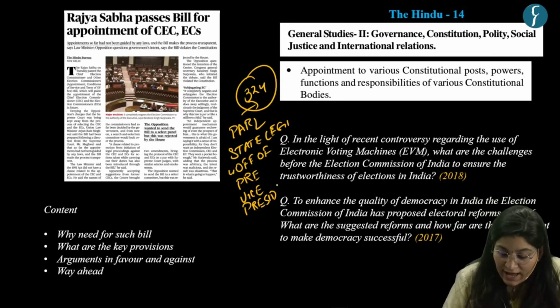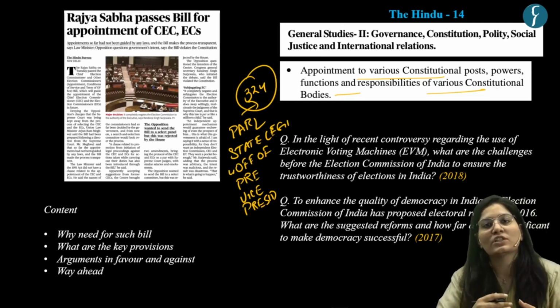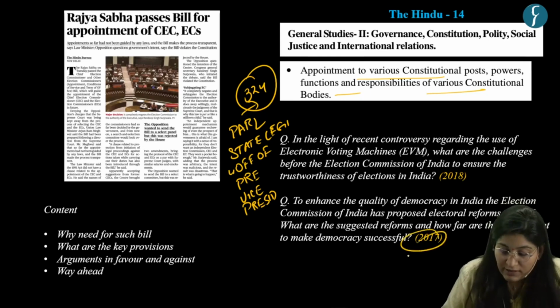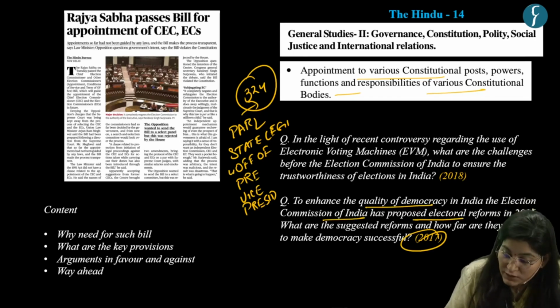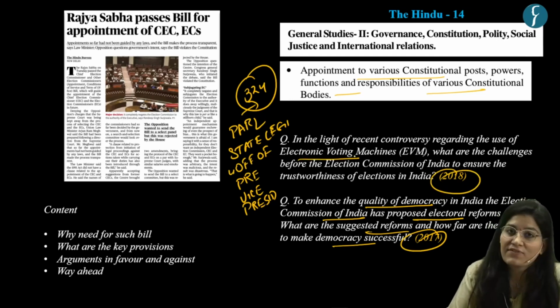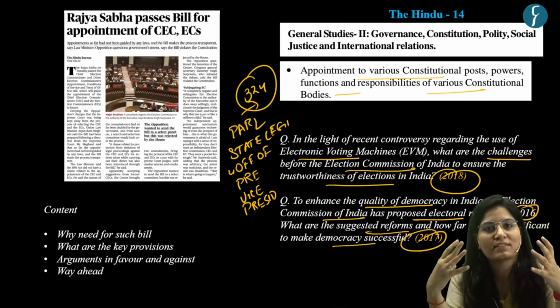Also, as this is a constitutional body, there is a theme mentioned in GS paper 2: appointment to various constitutional posts, and powers, functions and responsibilities of various constitutional bodies. So it's quite important if you see your syllabus. Also, it is a recurring theme because UPSC has been asking questions on different aspects related to the Election Commission. Like in 2017, there was a question: to enhance the quality of democracy in India, the Election Commission of India has proposed electoral reforms in 2016, and here you are supposed to provide suggested reforms and say how far they are significant to make democracy successful. Then in 2018 there was a question on electronic voting machines (EVM), where you are supposed to write down the challenges before the Election Commission of India to ensure trustworthiness of elections in India. So with this you can see that this theme is quite important.